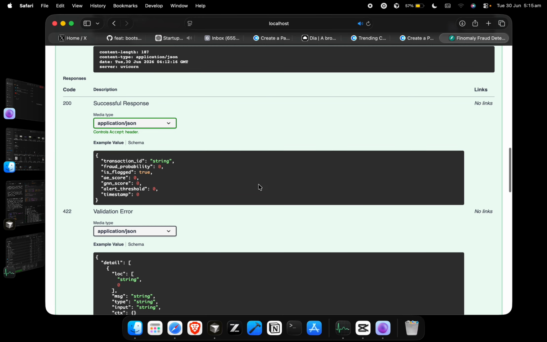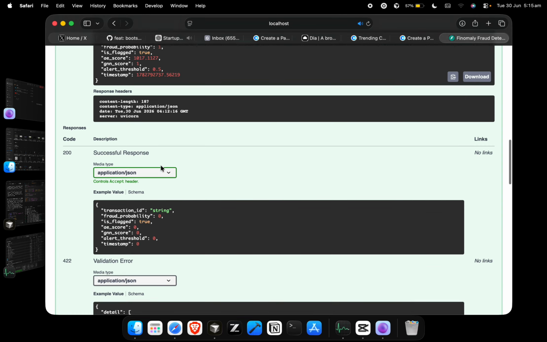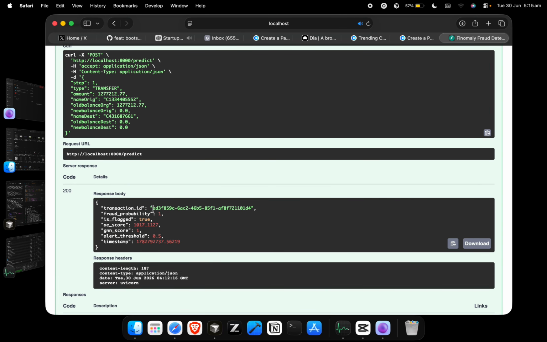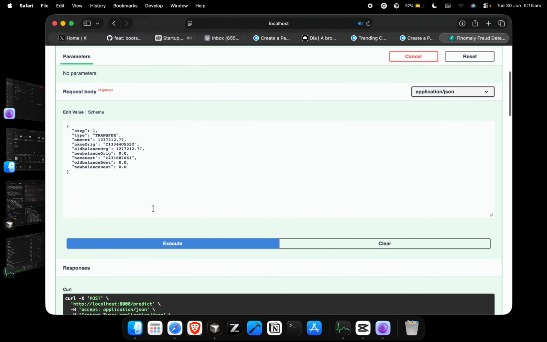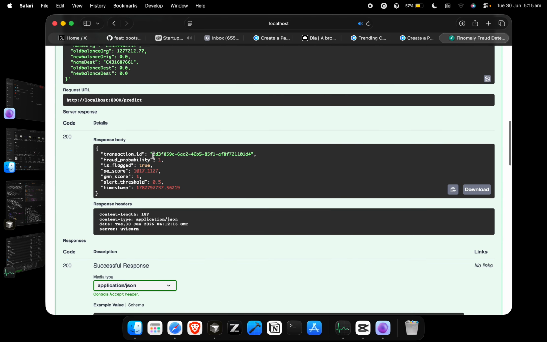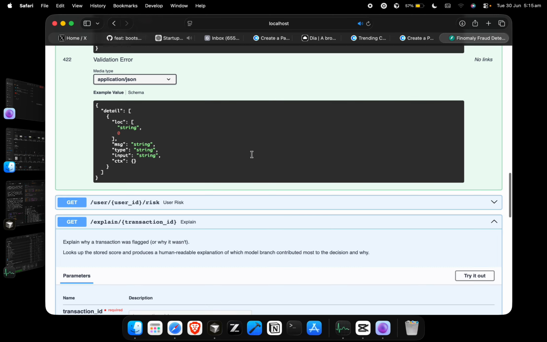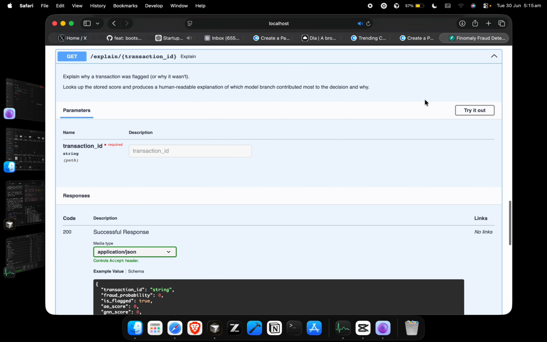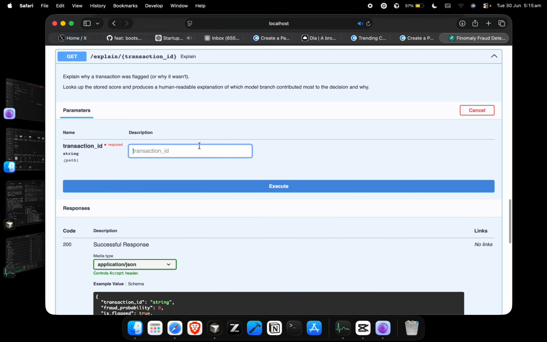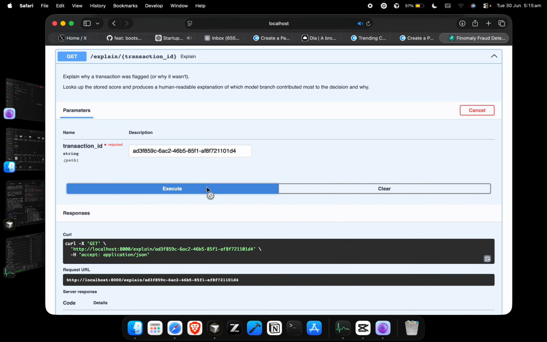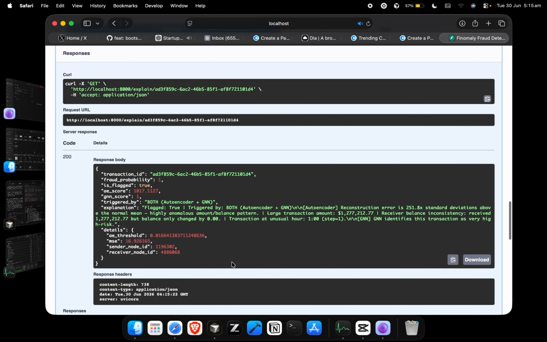Now let us use the explain endpoint. We will take the transaction ID that we got from here. I think this was the one of over $1.2 million. So we take this transaction ID and then we come down all the way here. We want to explain, okay, why was this flagged? So you can see right here, it says both the autoencoder model and the GNN model flagged it true.